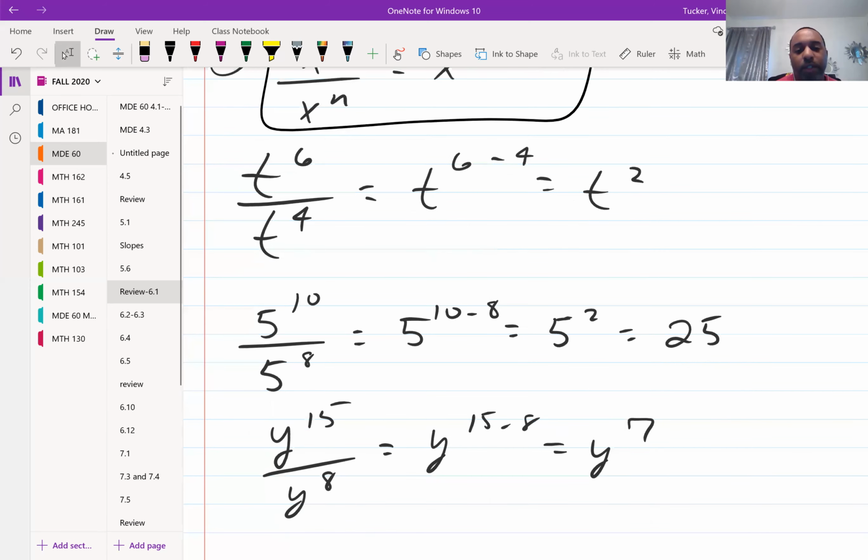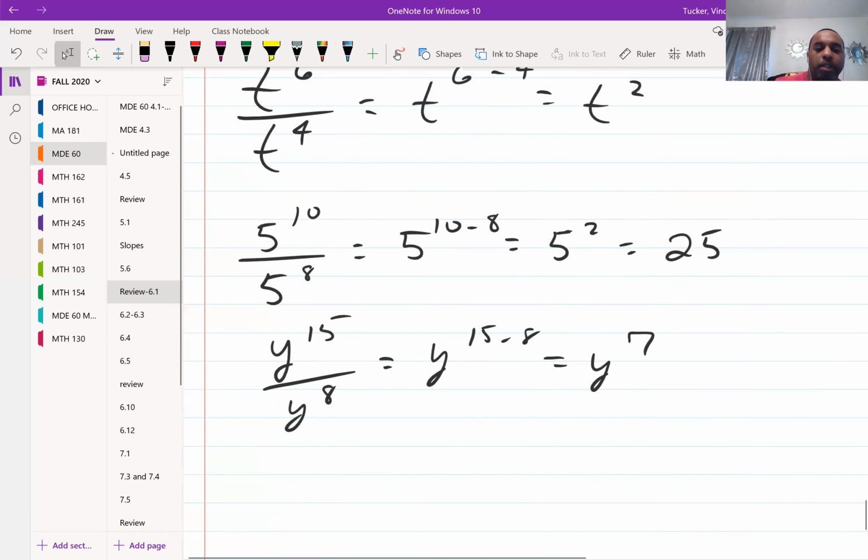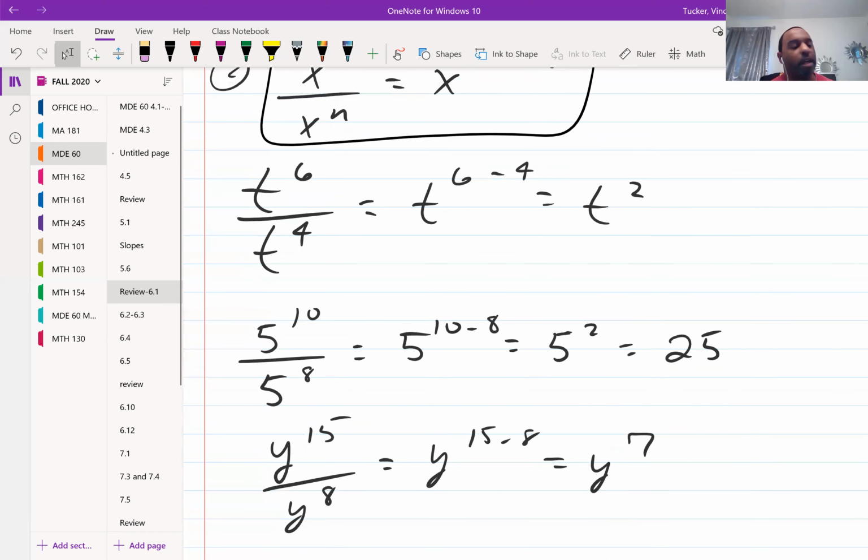And then y to the 15th divided by y to the 8th. It's 15 minus 8, which is 7.